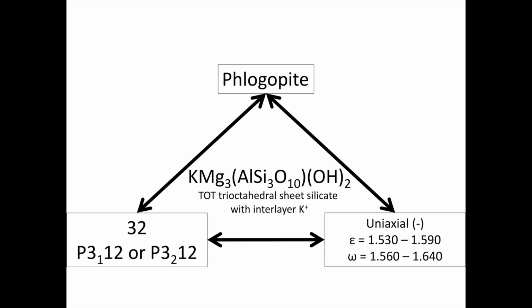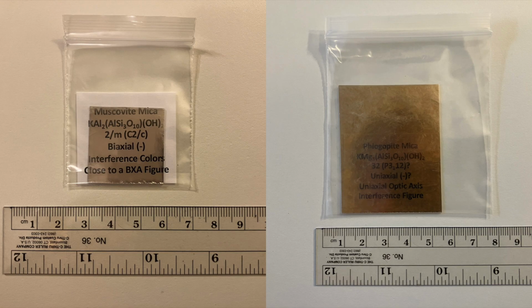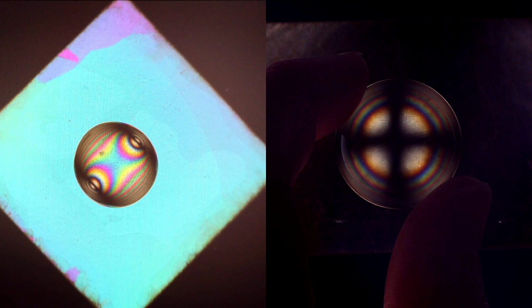Even with this complication, our Phlogopite sheets are an excellent contrast to our oriented muscovite mica sheets. While our mica specimens might not look that different to the naked eye, with our optics we can easily tell our muscovite and Phlogopite apart. The BXA interference figure of our muscovite mica is in sharp contrast to the uniaxial optic axis interference figure of our Phlogopite. This also comes with a drawback for our Phlogopite, however.